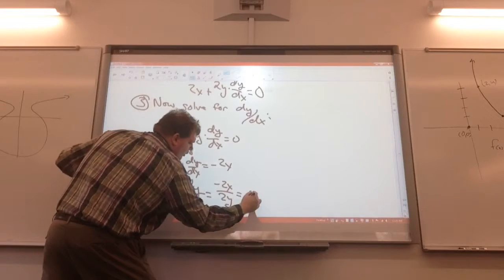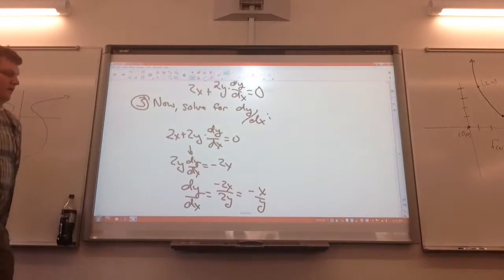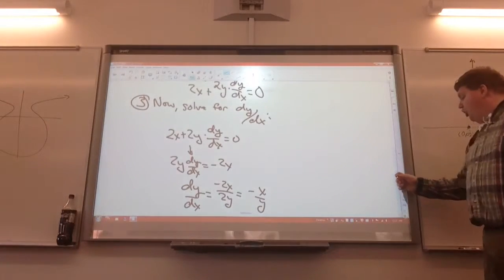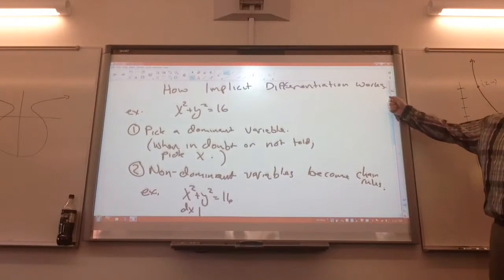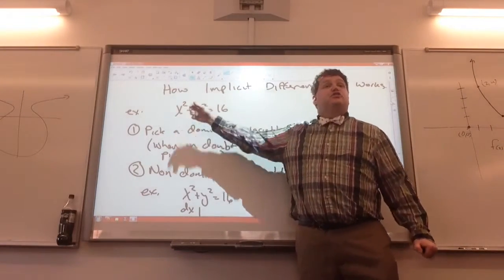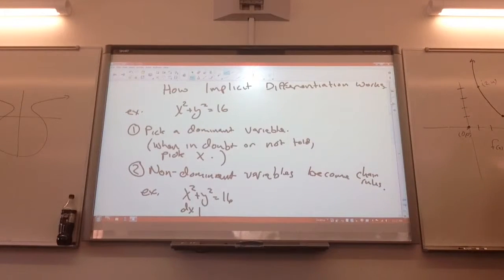Or we get an answer, minus x over y. So dy by dx is equal to minus x over y. That means, for my original equation, that's the derivative with respect to x of this original equation. Which also means if I'm trying to use applications of the derivative on this, I know what equation I should use.